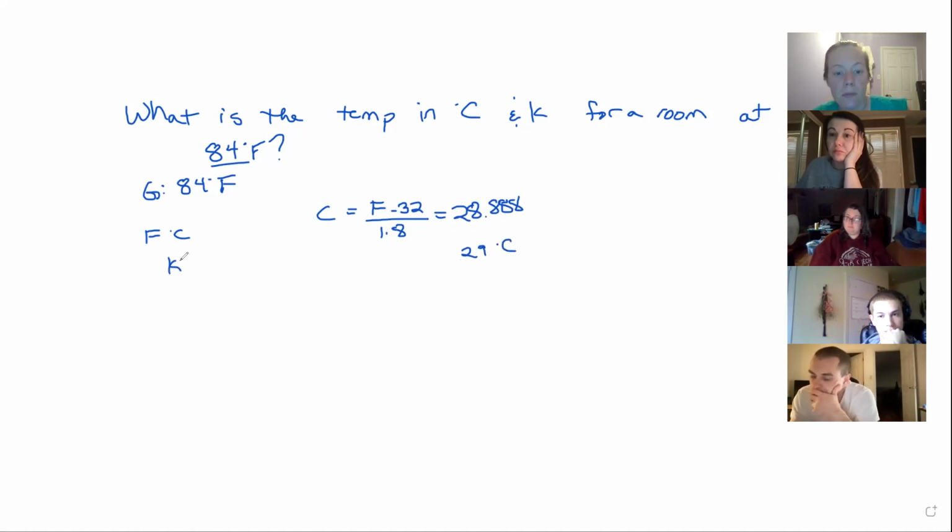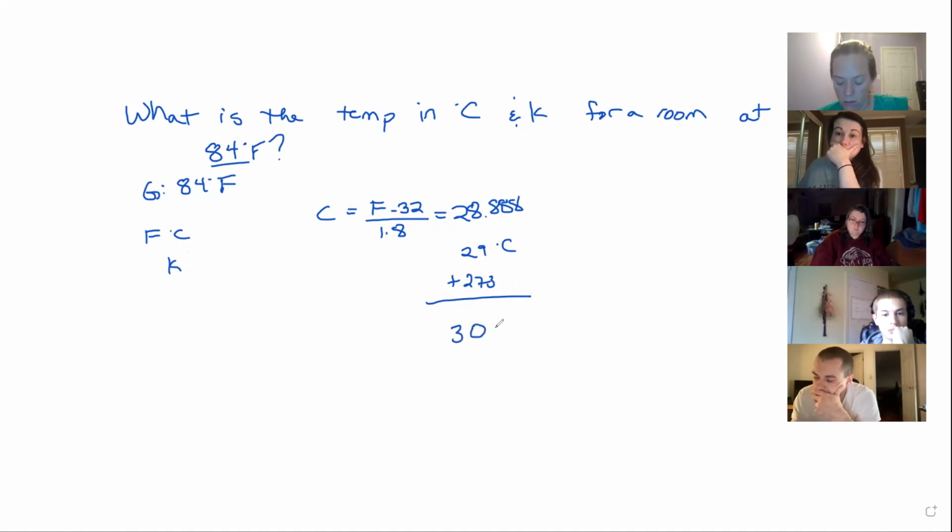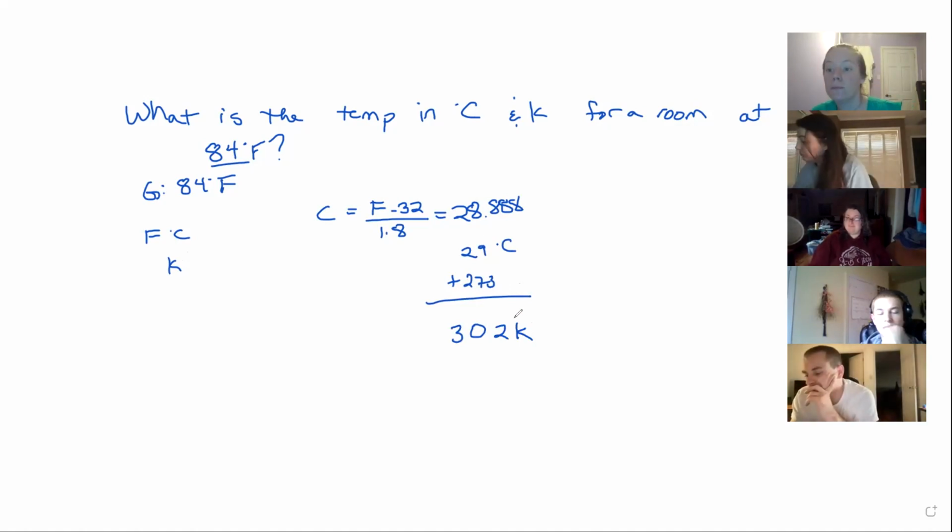For Kelvin, I'm just going to add 273. And we should get 302 Kelvin. It's not like crazy complicated, right? I mean, if this came up on a test, you'd be able to reference your notes for the equations. So it's nothing super scary, just be able to use them.